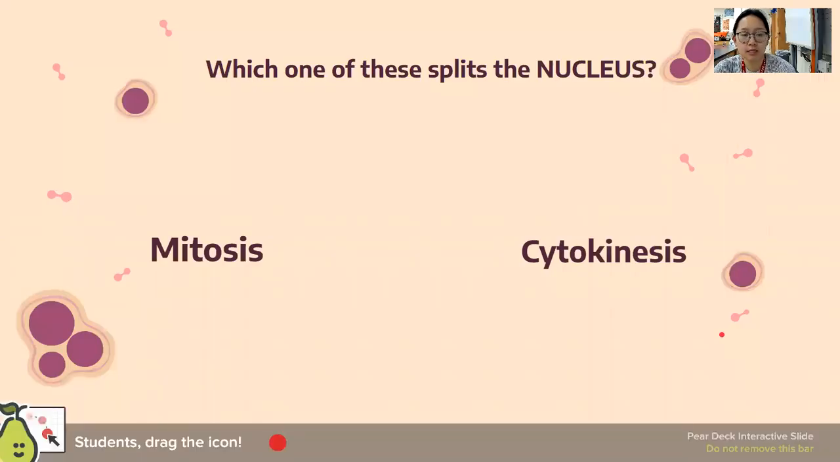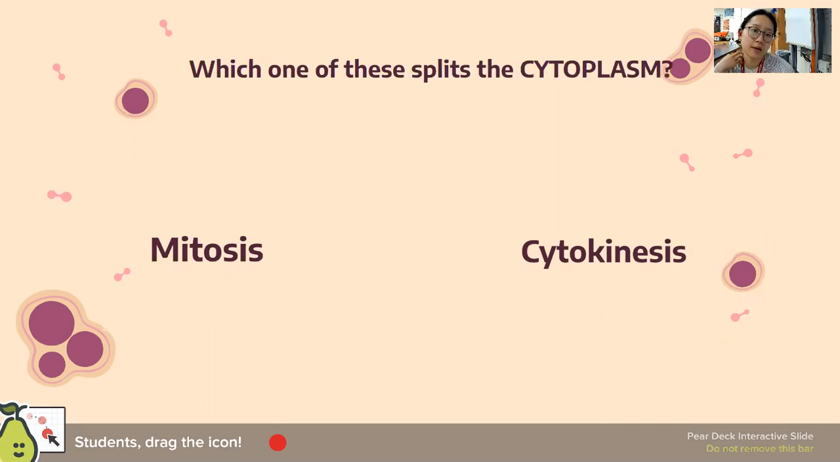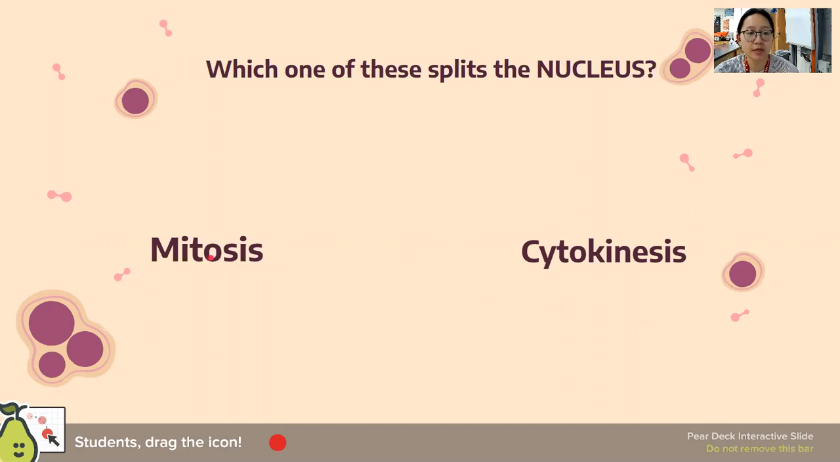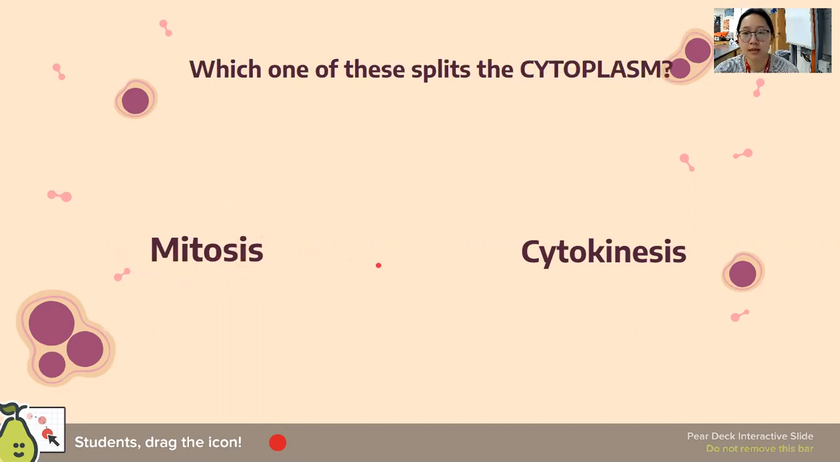Between mitosis and cytokinesis, which one of these is in charge of splitting the nucleus? Drag the dot to the correct answer. Between mitosis and cytokinesis, which one of these is in charge of splitting the cytoplasm? This one should be pretty obvious, it's in the name. The nucleus is split during mitosis, and the cytoplasm is split during cytokinesis. Right? It helps that the name begins with cyto.